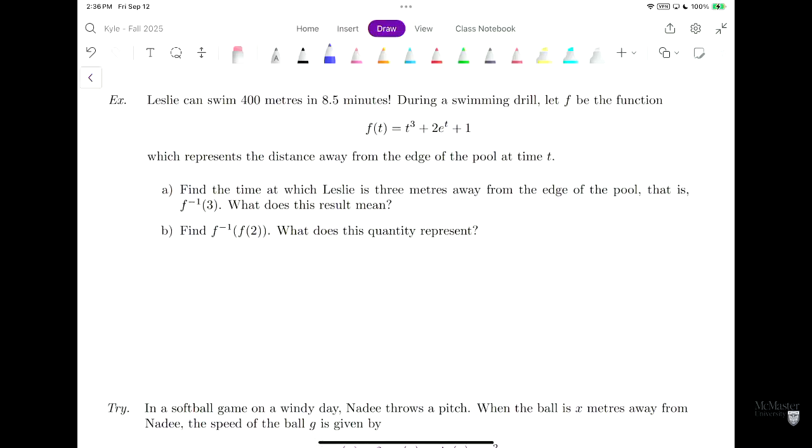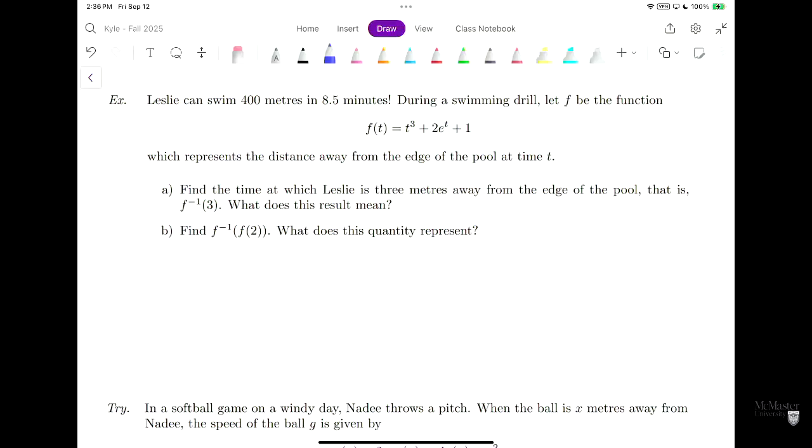So Leslie can swim 400 meters in 8.5 minutes. Is Leslie here? Oh, that's you. Okay, how's it going? Do you want a Tootsie Pop? Yes?